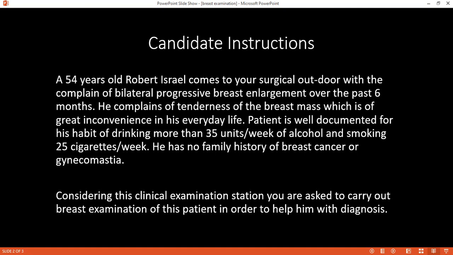What treatment can you offer to this patient? This patient has bilateral gynecomastia, so treatment of the underlying cause. I'll ask the patient to quit smoking, so lifestyle changes, and liver function should be monitored.